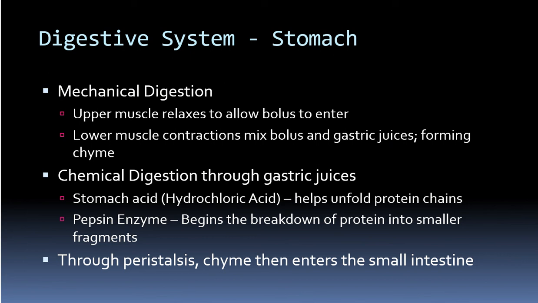Now, thanks to the stomach acid helping to unfold and unravel protein chains, pepsin, the enzyme that's in the stomach, can then get to work. And what pepsin does is it helps break down large proteins into smaller and smaller fragments, which can then be broken down even further in the intestines. Similar to the esophagus, peristalsis is what helps continuously push chyme from the stomach further down into the small intestine.